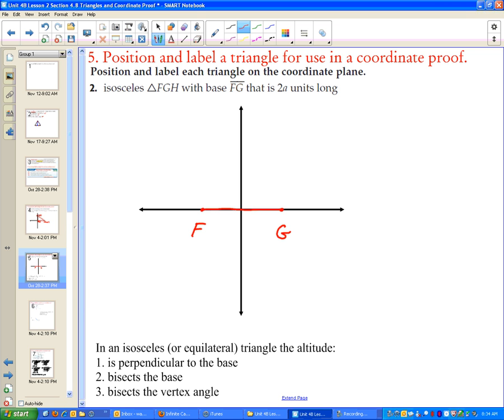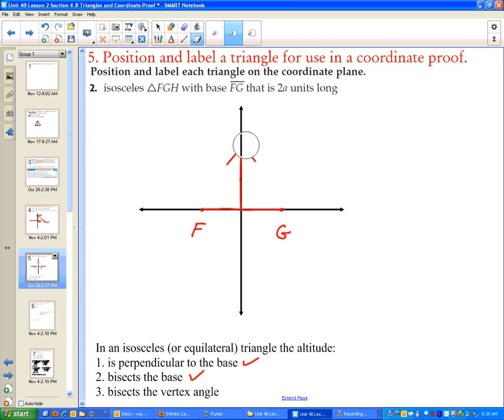Doesn't H have to be on the y-axis? I don't know how far up or down, but it has to be on the y-axis. How come? Because if I draw an altitude from H, and don't draw this yet, it has to be perpendicular to the base. Well, putting H on the y-axis takes care of that. It has to bisect the base. Since I put F and G the same distance apart, I made 0, 0 the midpoint of FG, that takes care of that. And it bisects the vertex angle. Once I draw in the others, you'll see that, yeah, it really does.